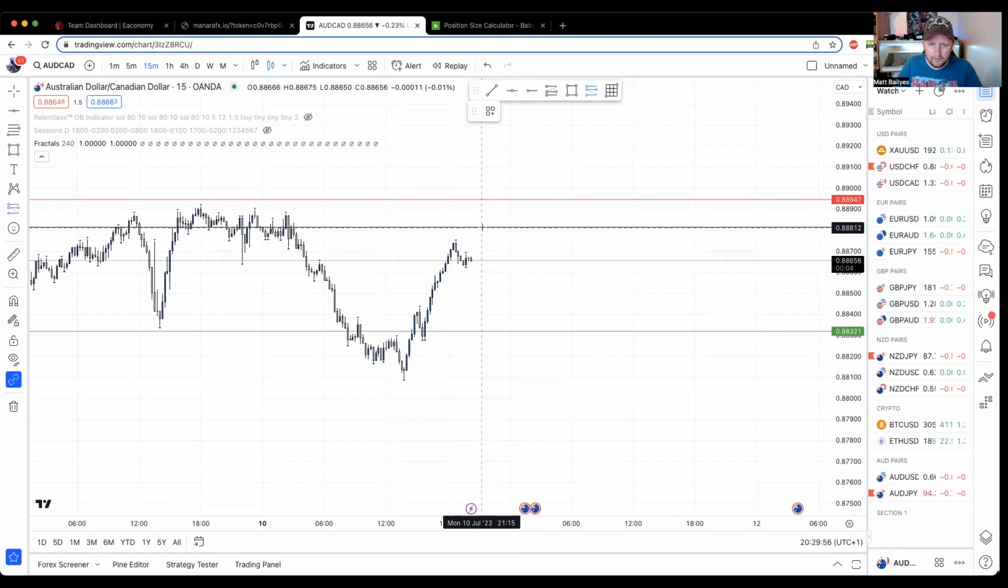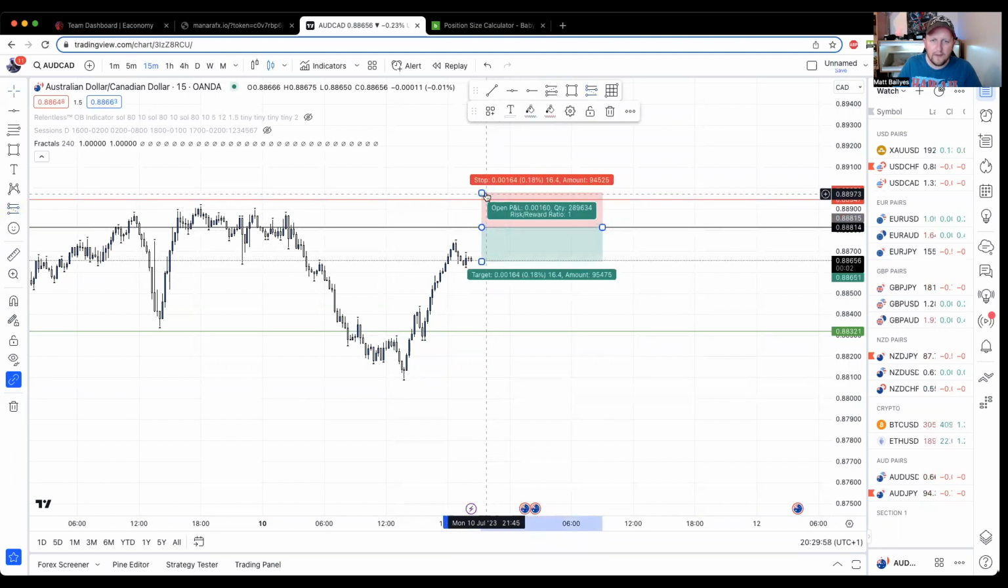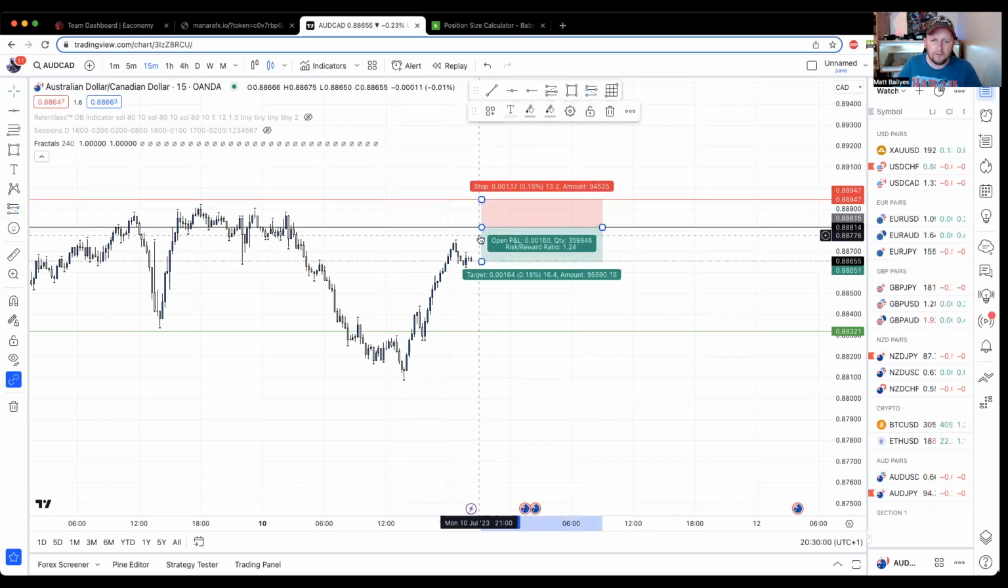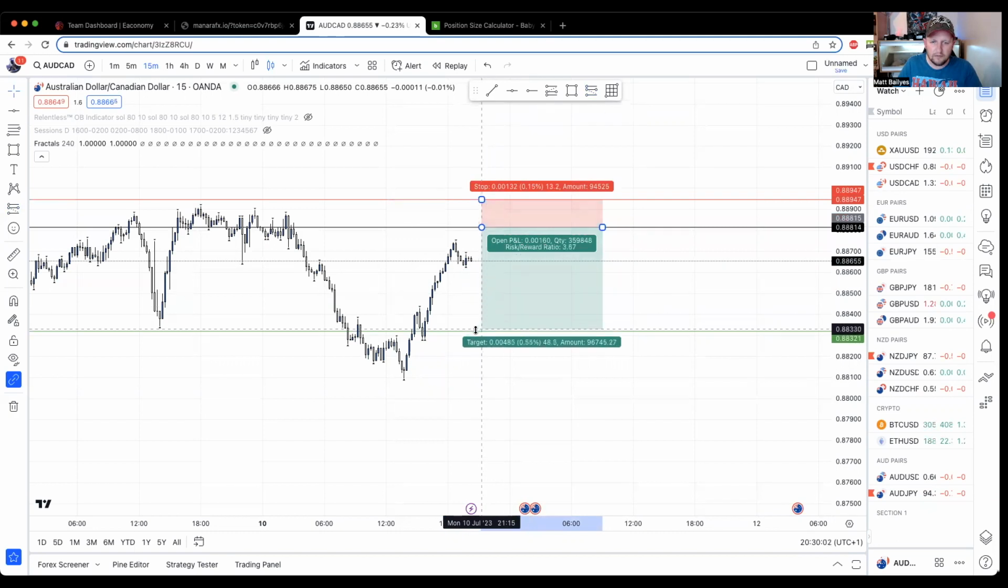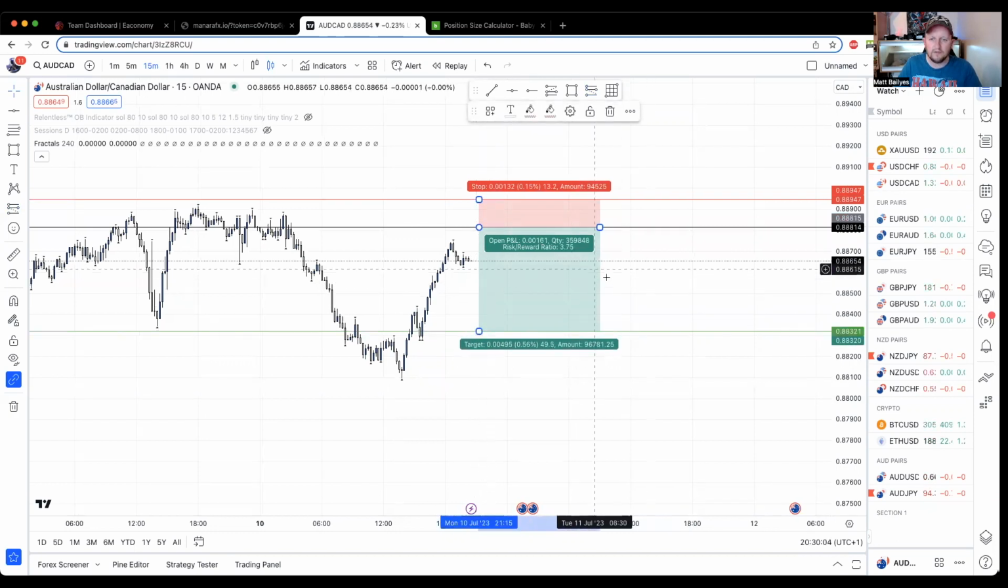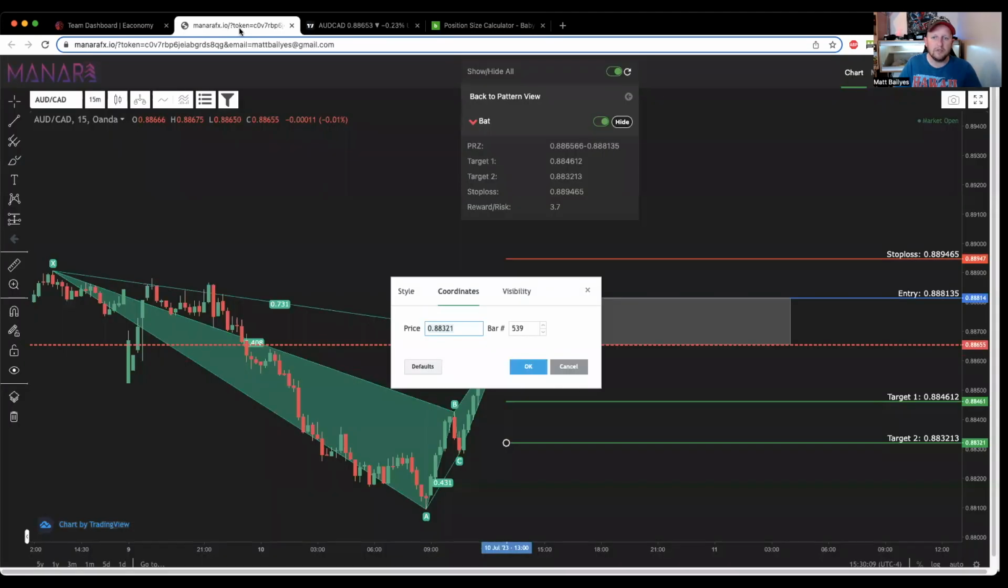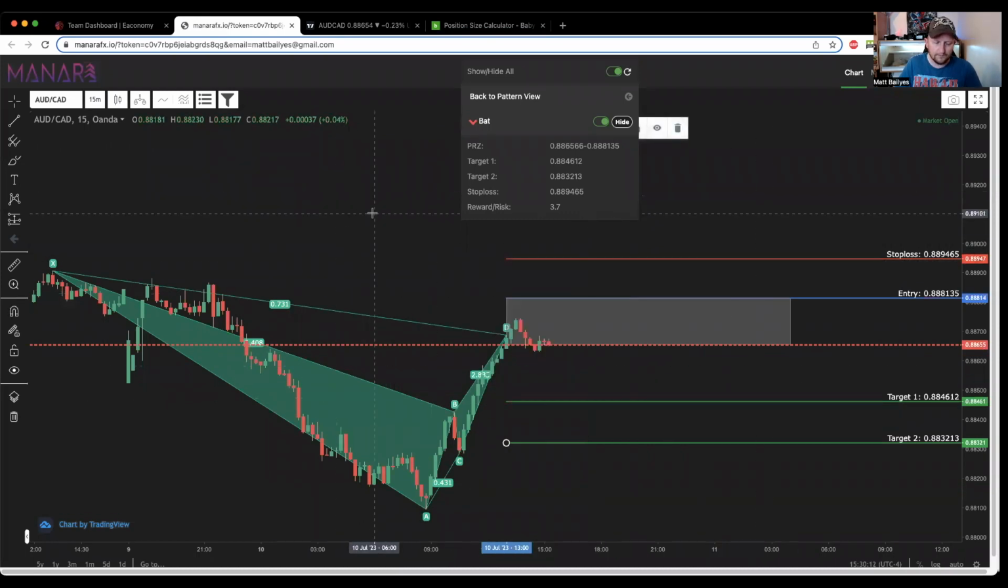Click on the entry point. Let's get that right on there. Adjust your stop loss to the red line, and then the green all the way down to the green line right there. So we've got a 3.75 risk to reward ratio. If we come back here, it's 3.7, so it is bang on.